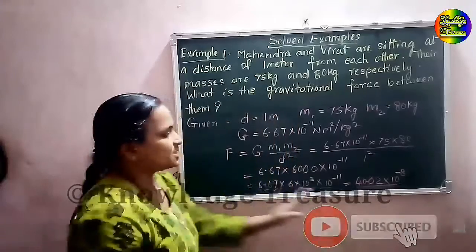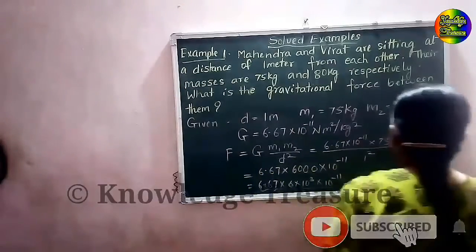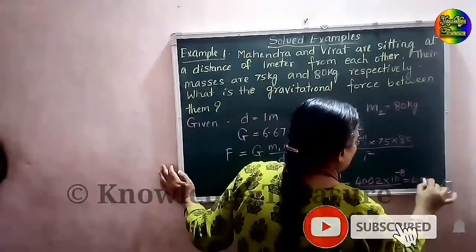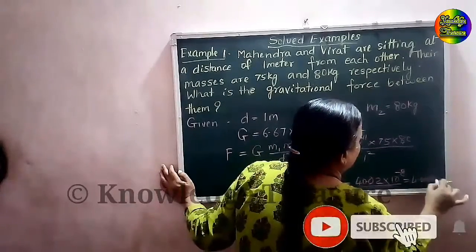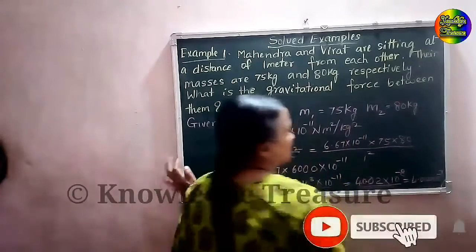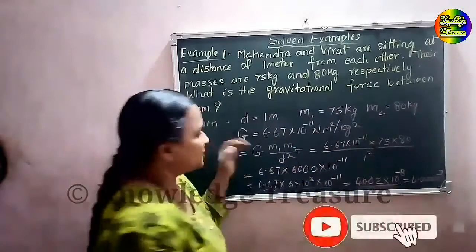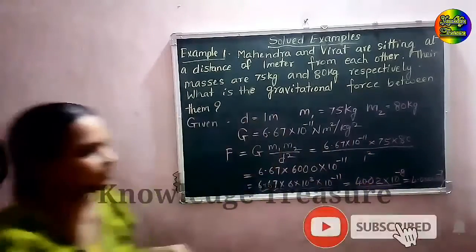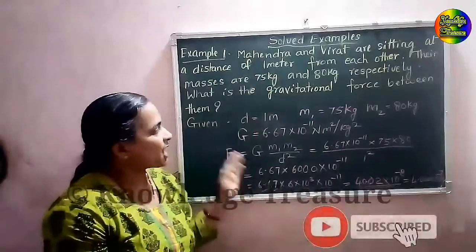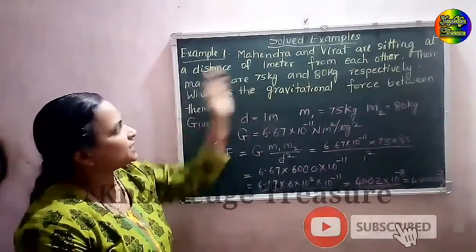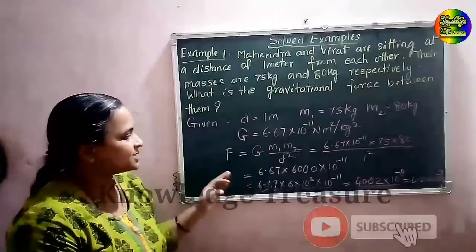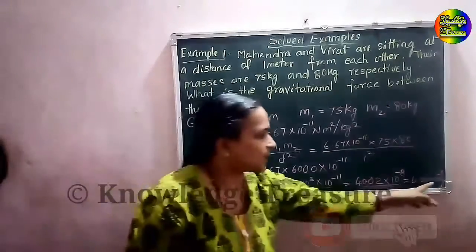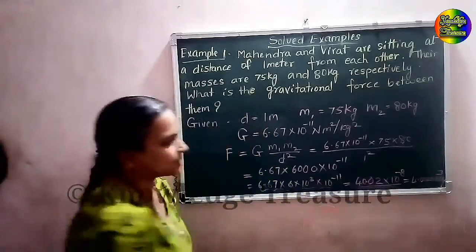Or we can write this as 4.002 into 10 power minus 7. The unit of force is Newton, so write N. The gravitational force between Mahendra and Virat is nothing but 4.002 into 10 power minus 7 Newton.